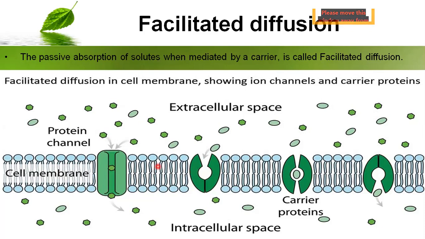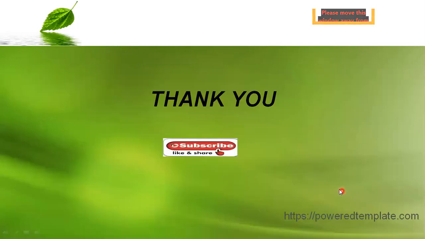Now here the particles from the extracellular space will enter the proteinaceous carrier. This is the protein carrier. It will absorb the particle inside the protein carrier, and after the particle enters the carrier, it will change shape like this, and then it will pass into the intracellular space of the cell, the cytoplasm. So this is our today's session.